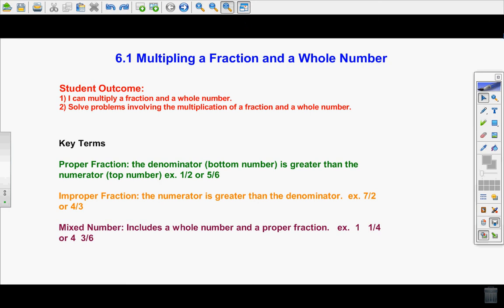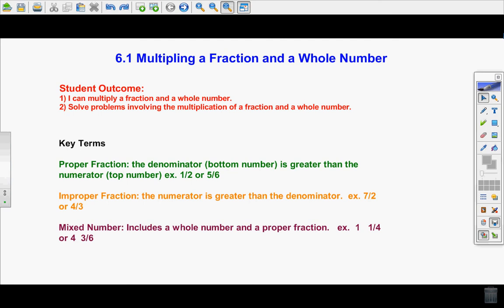Today we're going to look at our new unit, Unit 6, which involves fractions. We're going to start out our unit by looking at multiplying a fraction and a whole number together. So, let's start out by looking at our student outcomes. Number one, I can multiply a fraction and a whole number. And the second one is problem solving involving multiplication of a fraction and a whole number.